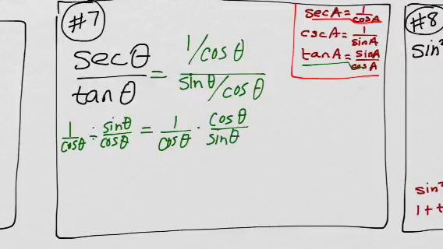And now we can start doing some work here. We can cross cancel the cosine, and we're left with 1 over the sine. And then at that point we need one more piece from our notes, and that's this, that the 1 over the sine of theta is equal to the cosecant. So this is the cosecant of theta.